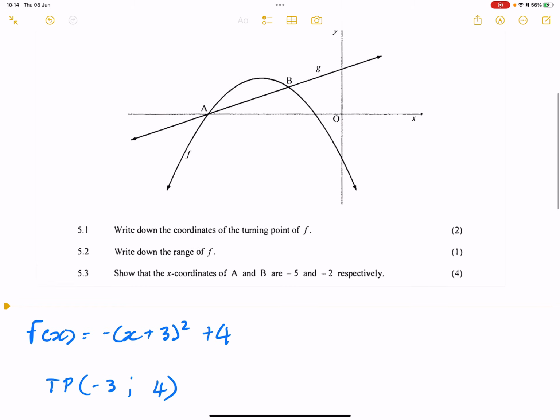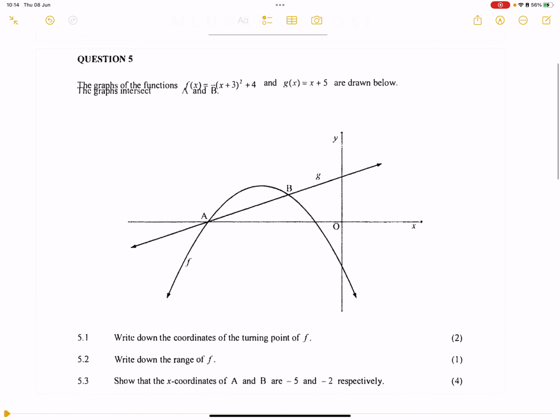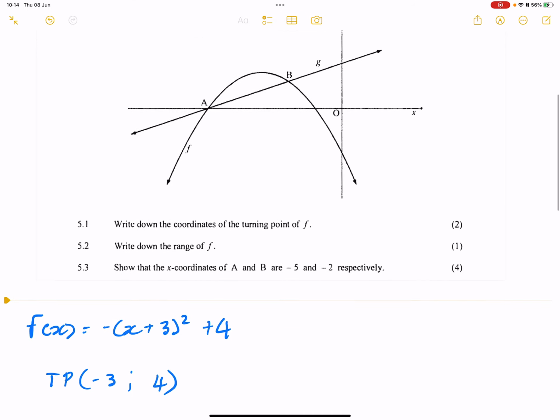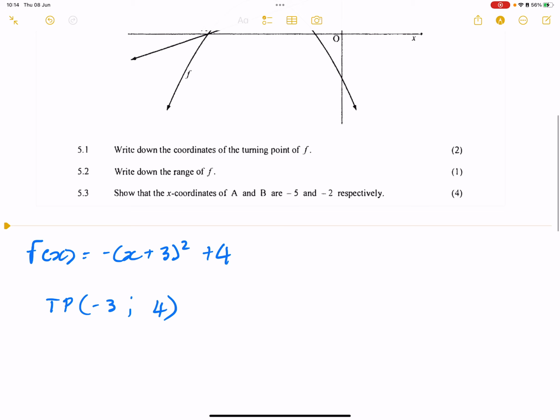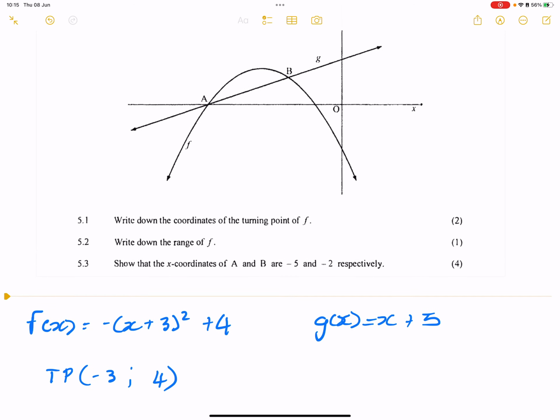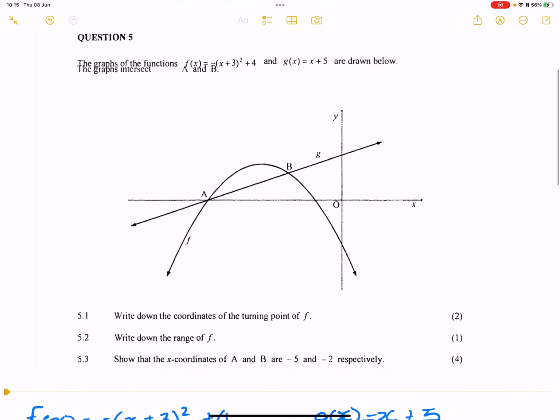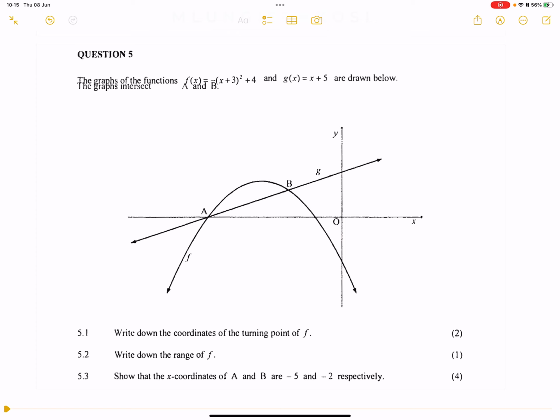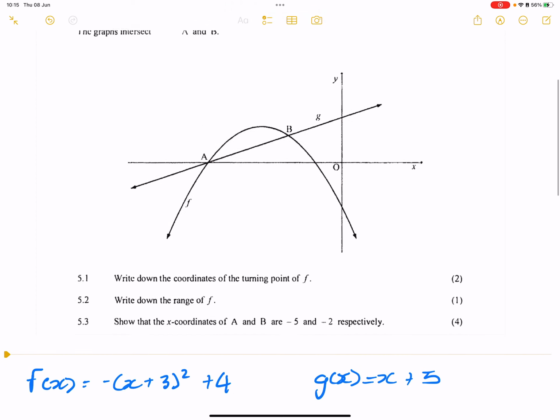Right, now let's look at what they are asking us. We also have g of x, which is x plus 5. Okay, so we just need to keep that in mind. That's equal to x plus 5. Right, so that is the linear function, okay? And of course, they are meeting or intersecting at A and B, right? They do tell us that.